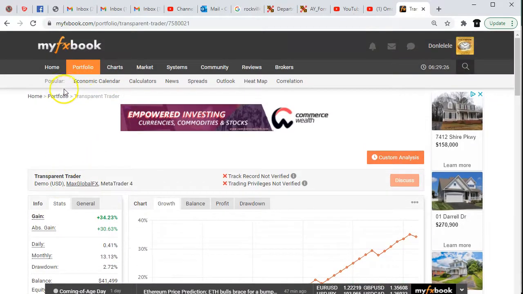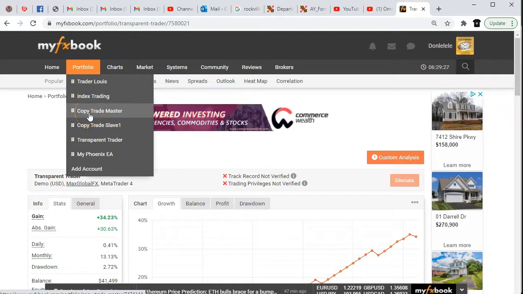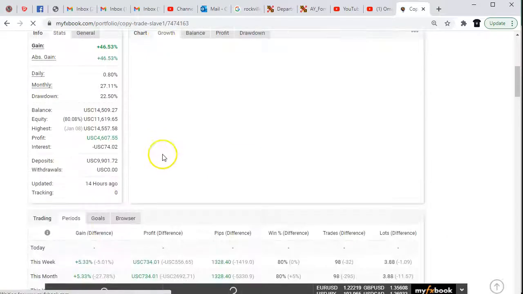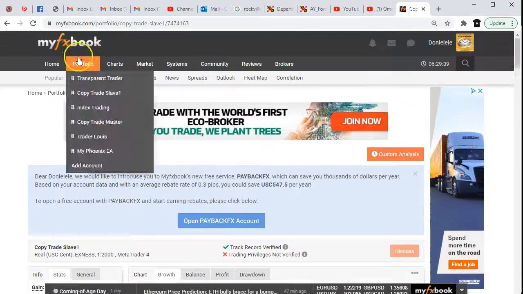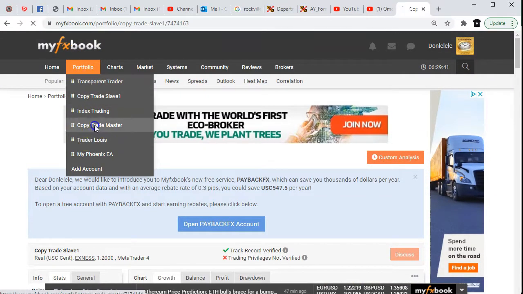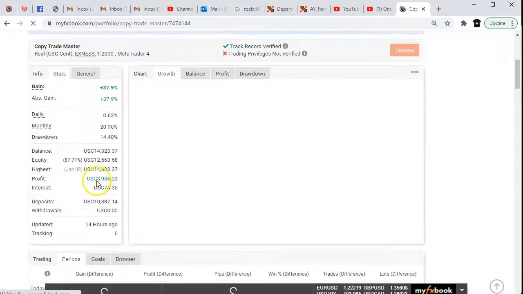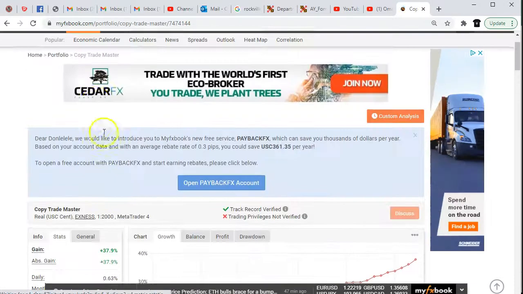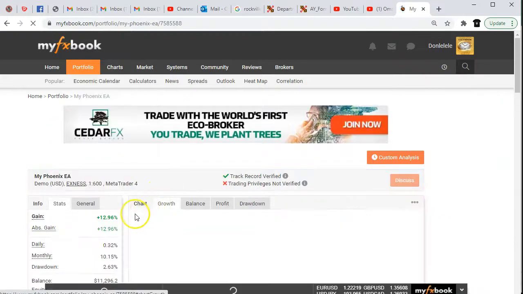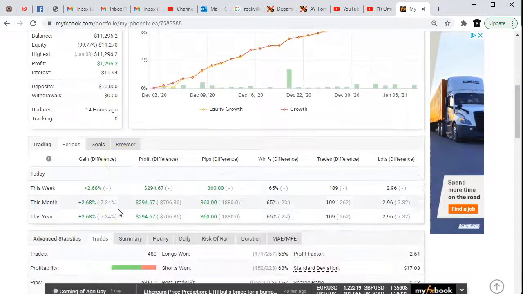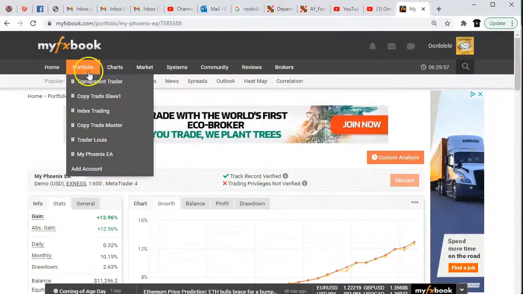Hold on, let me show you something else, because some people may say I'm no longer showing the analysis, but it's because of time. The Copy Trader is up this week by 5.33%. Let me see the other one. The Master was up this week by 4.31%. Which other one do you need to see? Oh, my Phoenix EA. I could show you everything. Everything is doing well. My Phoenix EA was up by 2.68%.